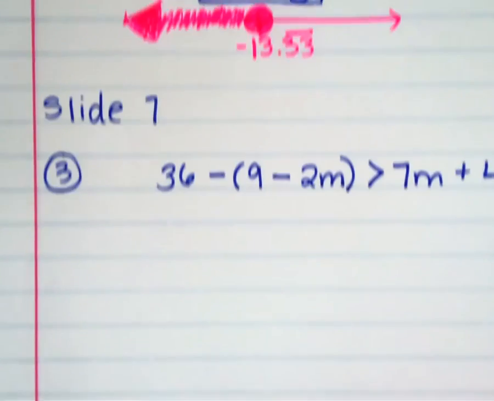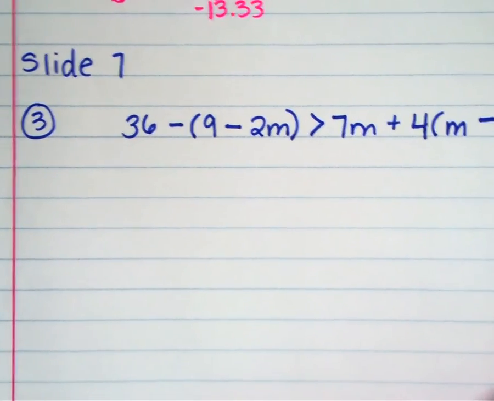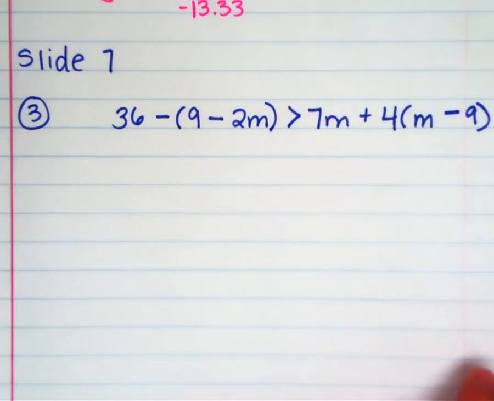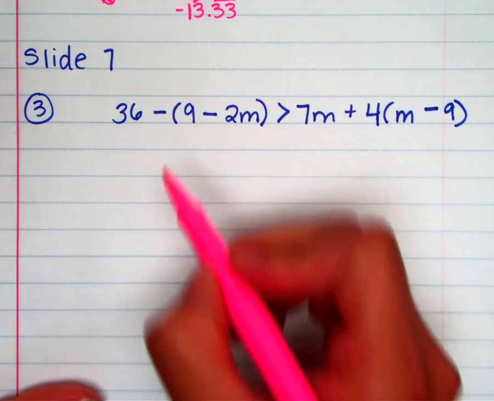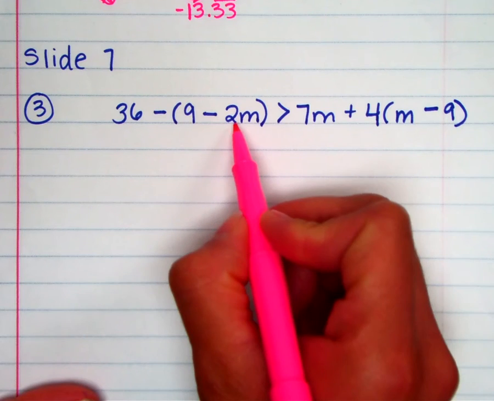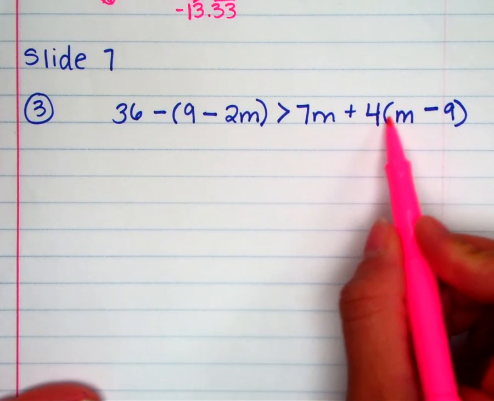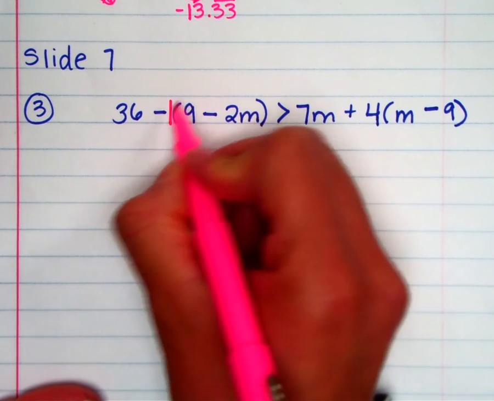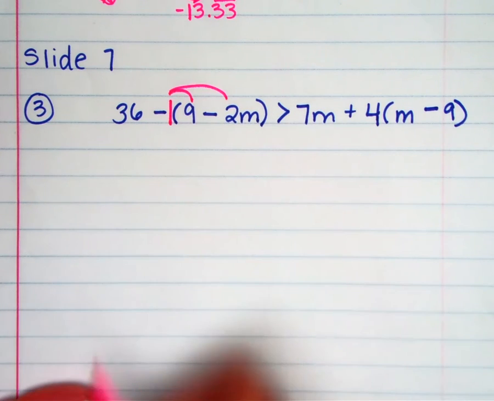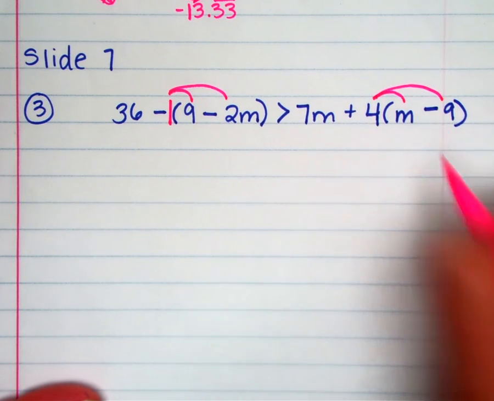Next problem. Slide number 7, problem number 3. This is a longer problem where we need to do more work before we move things across the inequality. So we have 36 minus parentheses, 9 minus 2m, close parentheses, greater than 7m plus 4, parentheses, m minus 9. In this problem, you're going to distribute a negative 1 to each term inside the parentheses on the left, and you're going to distribute a positive 4 to each term inside the parentheses on the right.